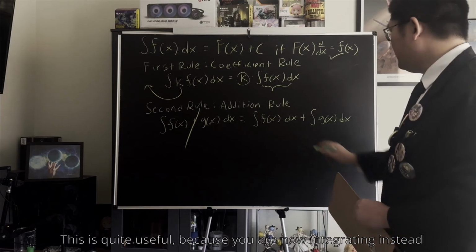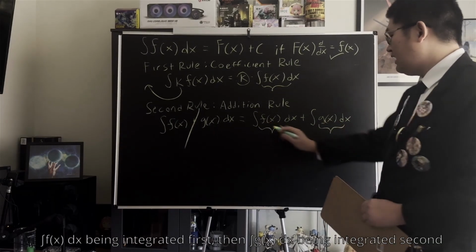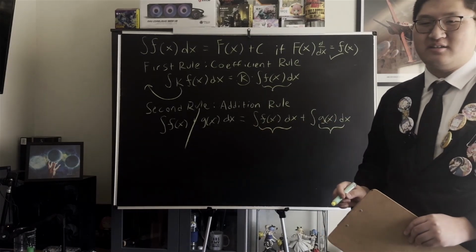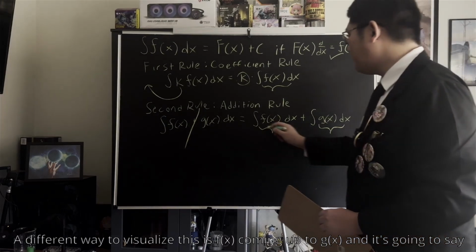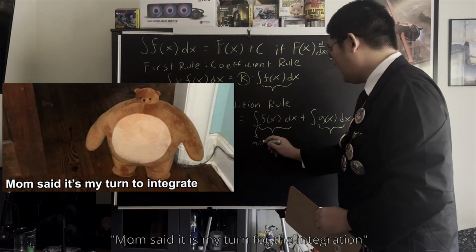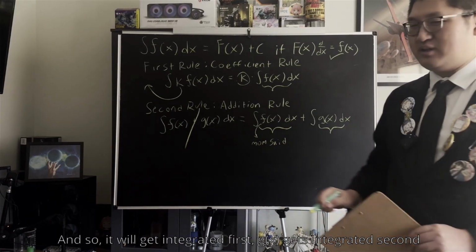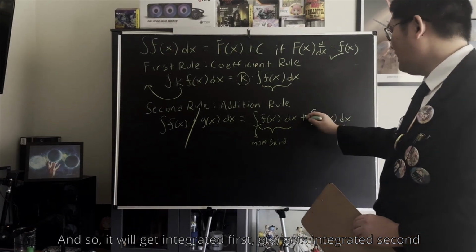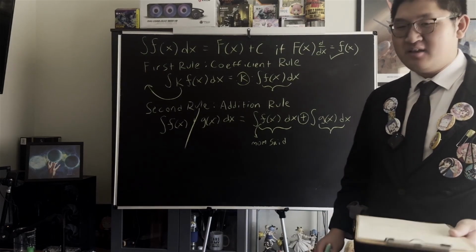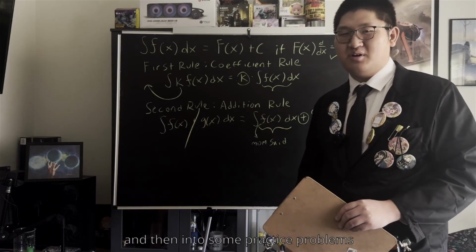This is quite useful because instead of one big integral, you have separated it into f of x being integrated first and then g of x being integrated second. A different way to visualize this is that f of x is coming up to g of x and it's going to say, Mom said that it is my turn for the integration. So it will get integrated first, g of x gets integrated second, and the addition will happen after the fact. Pretty useful, I would say. Feeling pretty good? Well, let's go over the third rule and then into some practice problems.